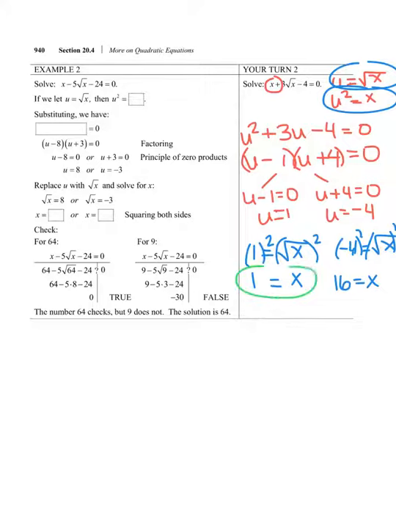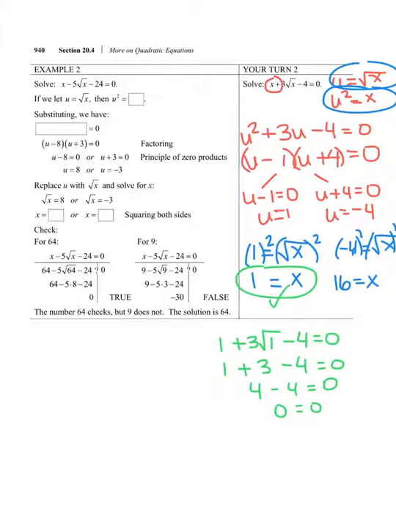So we'll check this one first. So back to the original. 1 plus 3 square root of 1 minus 4 equals 0. So 1 plus 3 times the square root of 1 is just 3 times 1, which is 3. 1 plus 3 is 4. 4 minus 4 is 0. So 1 is a solution.